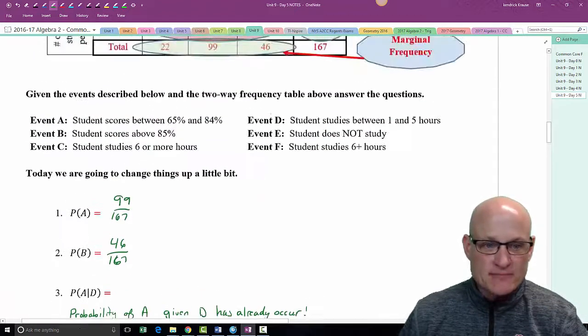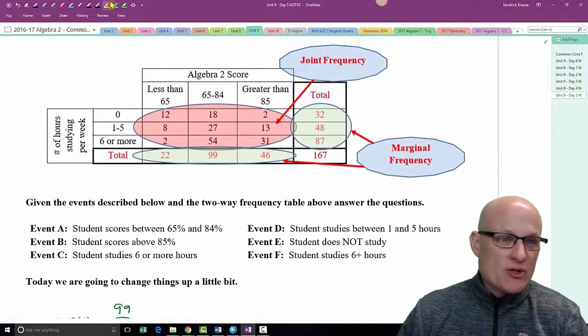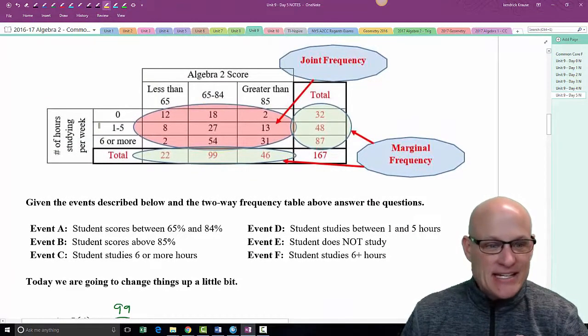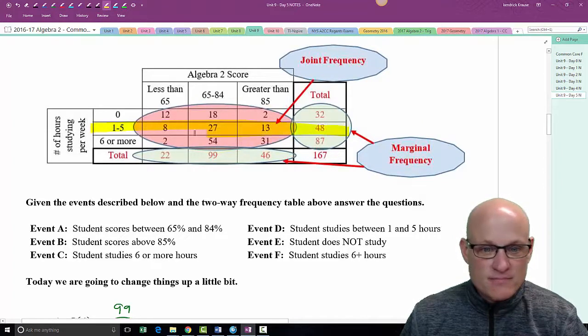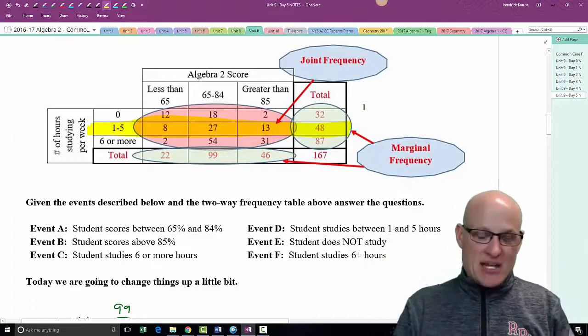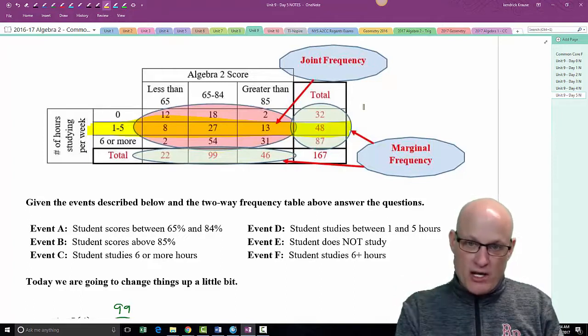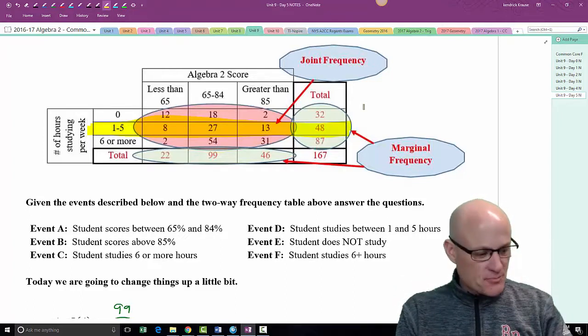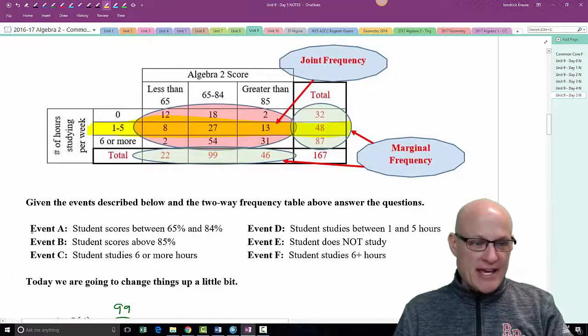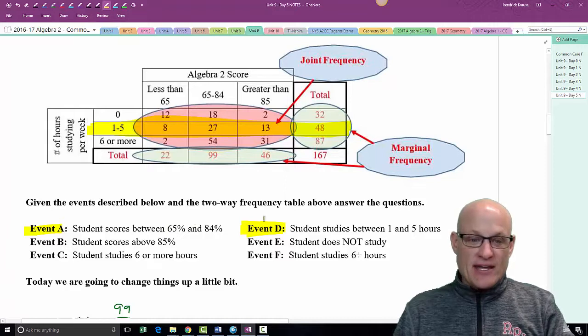So let's go back up here. I have to ignore everything but D, and D is this. This is all I can think about, just this. This is my new universe. So given the fact that the only people I can talk about are the ones that studied between 1 and 5 hours, how many of them were A as well? So given that it had to be between 1 and 5 hours, how many of them scored between 65 and 84? So I'll come over here, 65 and 84, 27.